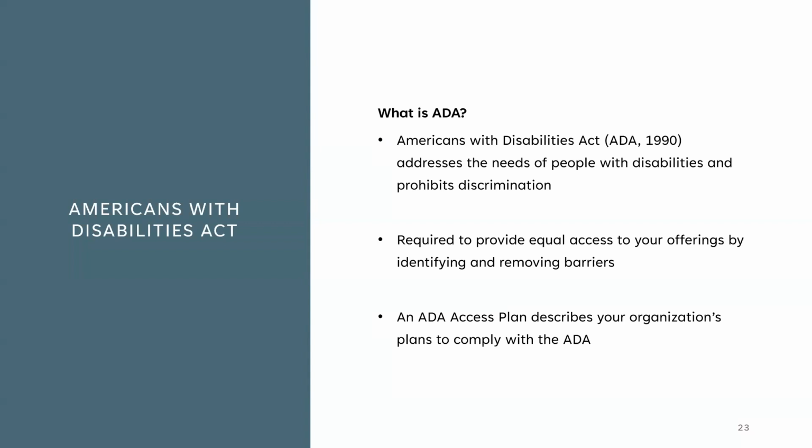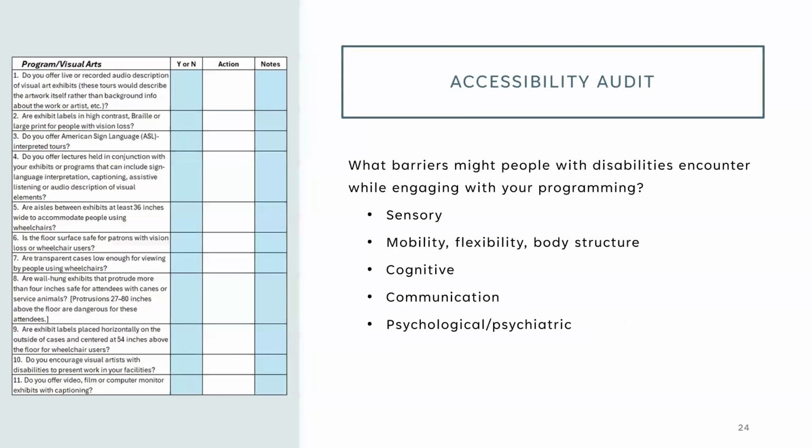And an ADA access plan is just a simple document that you can put together that describes your organization's plan to comply with the ADA. It doesn't need to be in any particular format or require any sort of expertise, just something that your organization can put together. In order to start either putting together an access plan or thinking about this part of the application question, you might want to consider doing an accessibility audit. And this is really just thinking about what barriers people with disabilities might encounter when engaging with your programming.